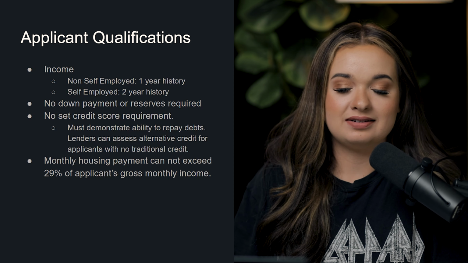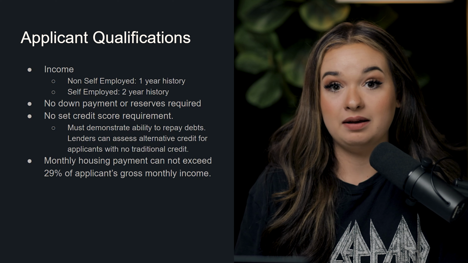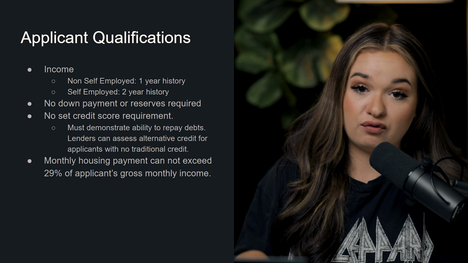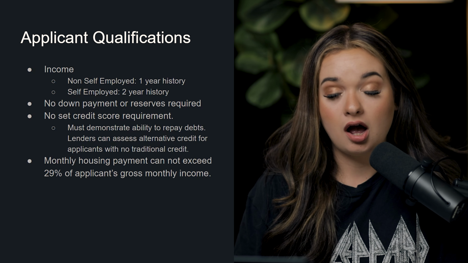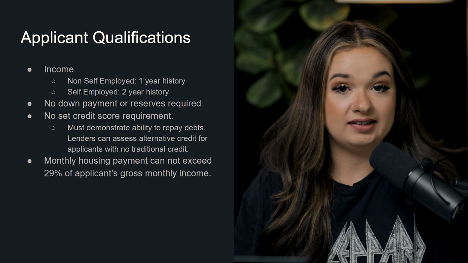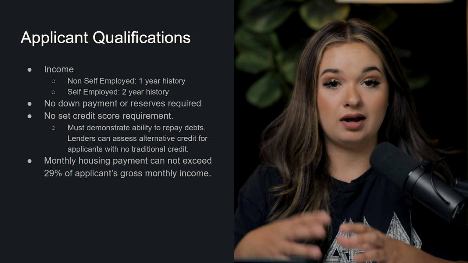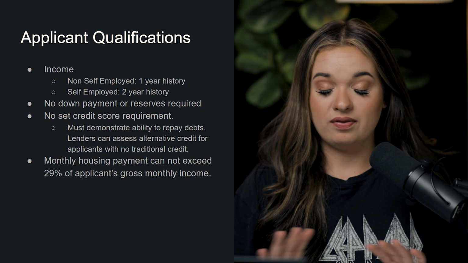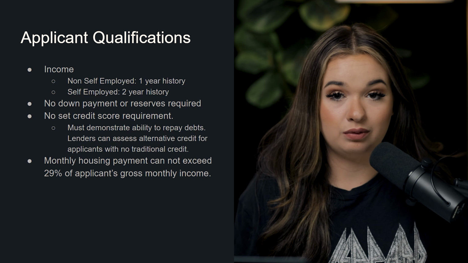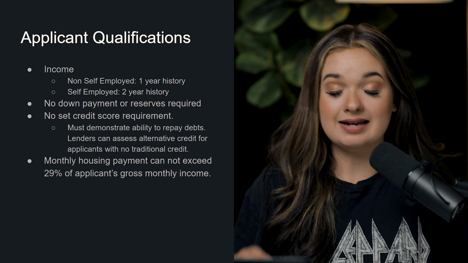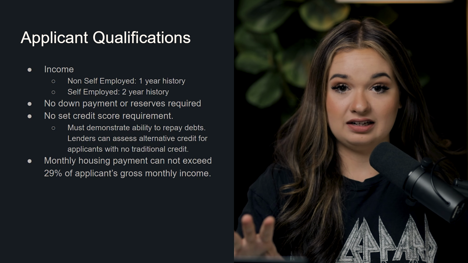Something big here with the USDA loan is that the monthly housing payment, like the amount you are paying for your mortgage, cannot exceed 29% of your gross monthly income. So however much you have coming in a month, without even taking into consideration your debts, figure out what 29% of that would be, and your housing payment cannot exceed that with this guaranteed loan program.